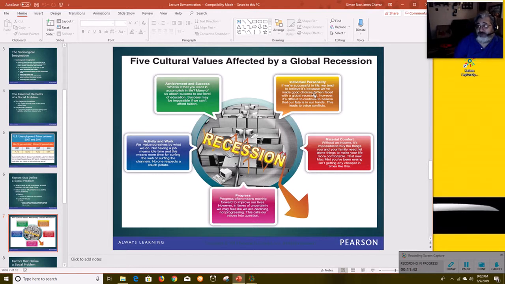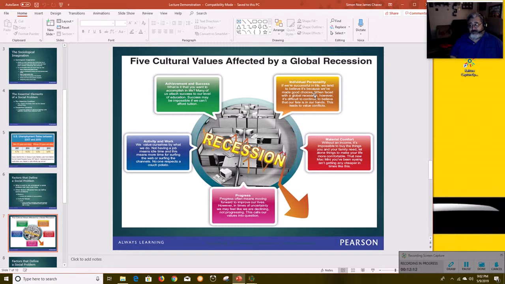If you move over here, individual personality. We tend to believe that if we become successful, it's because we made good choices. But most times, when things go bad, we blame others. We tend to look at other things. We do not blame ourselves. Material comfort: without income, without a good paying job, we can't get the house we want. We can't live comfortably. We can't do things like that.